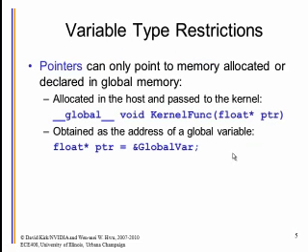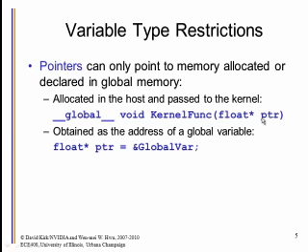Variable type restrictions. Pointers can only point to memory allocated or declared in global memory. So for local memory, we can use a pointer. Or the register, you can use a pointer. Okay. Only for global memory variables, you define it as global, then you can use a pointer. Okay. So it's allocated in the host and then passed to the kernel.